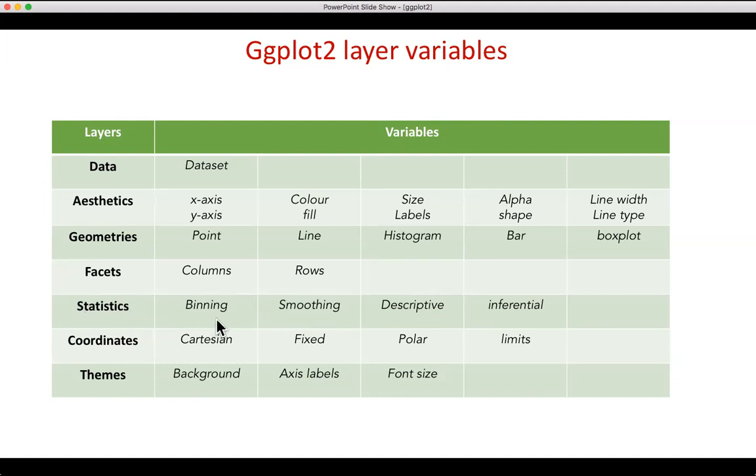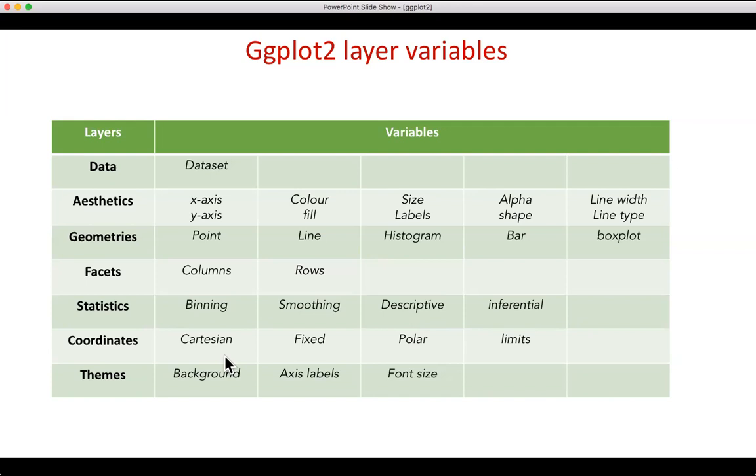Statistics is mostly like binning of your data. If you're trying to do a histogram or a bar plot, you want to bin your data in a certain way. The histogram and bar plot come with their own binning function or parameter associated with it. But other than that, you can also do different kinds of binning as well. You can do smoothing. So basically, if there's a line fitting through and you want to smooth it out, you can also use descriptive or inferential statistics in the plots.